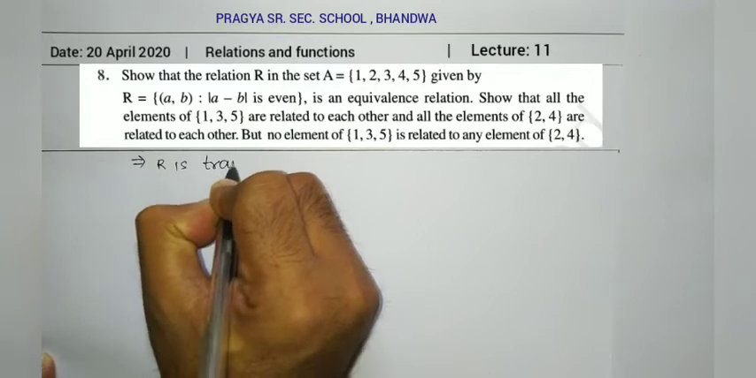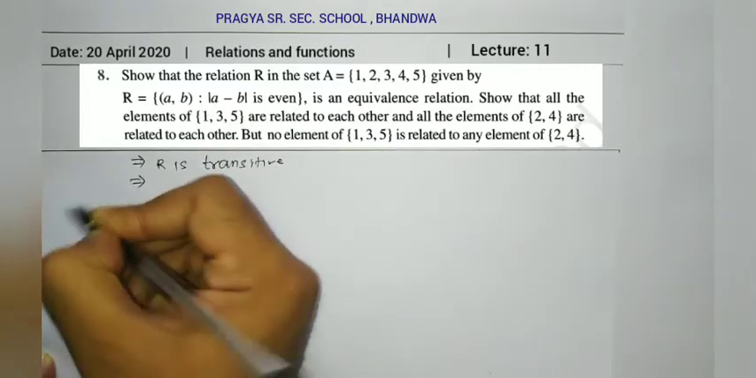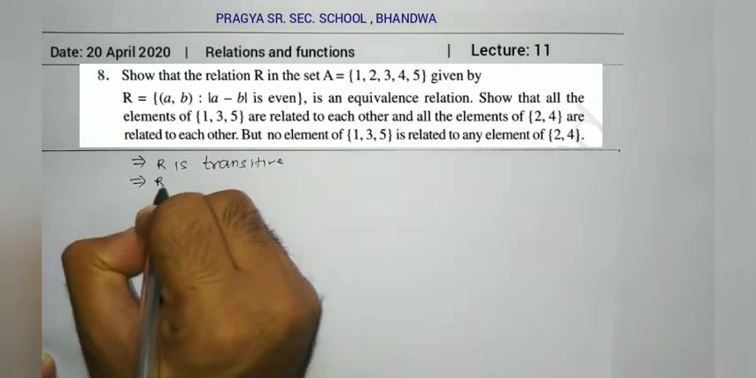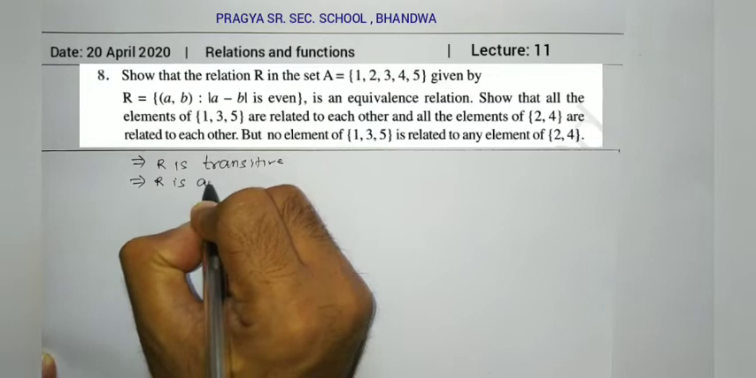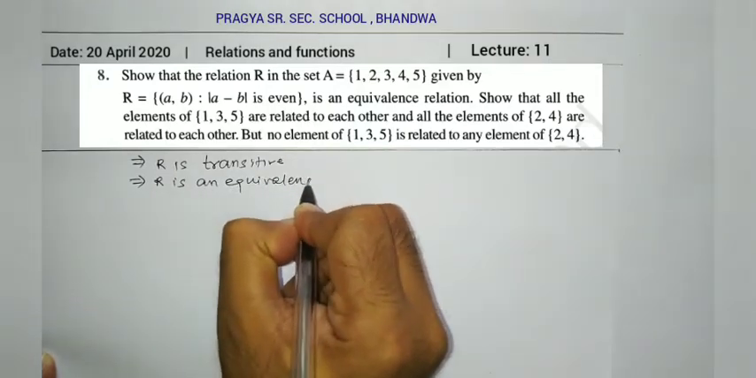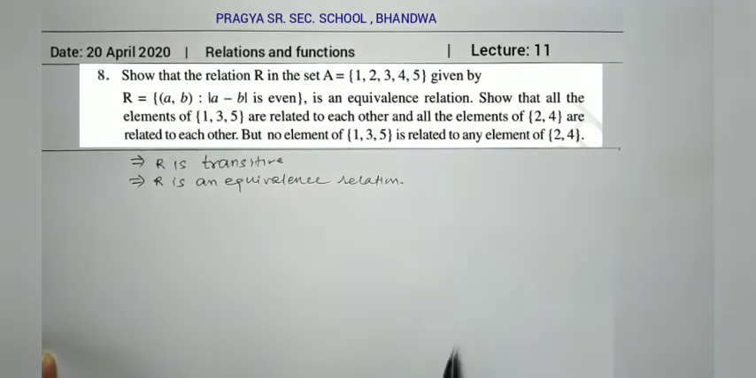R is transitive. We have proved that our relation is reflexive, symmetric and transitive. This implies R is an equivalence relation. R is an equivalence relation, as this relation is reflexive, symmetric as well as transitive. So R is an equivalence relation. Now see the second part.